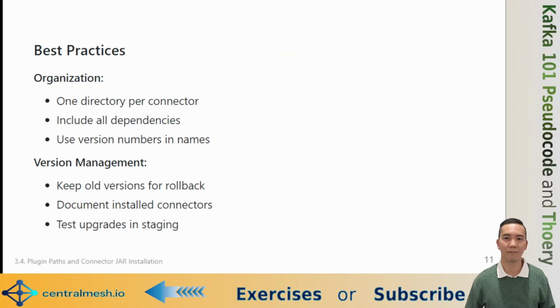From a version management perspective, avoid replacing existing connectors immediately. Instead, keep the previous version available for rollback if an upgrade causes unexpected issues. It's also important to document which connector versions are installed across your environment, and always perform upgrade testing in a staging environment before deploying into production. Following these practices makes maintaining Kafka Connect much easier as the number of connectors grows.